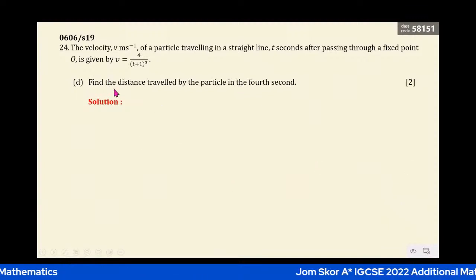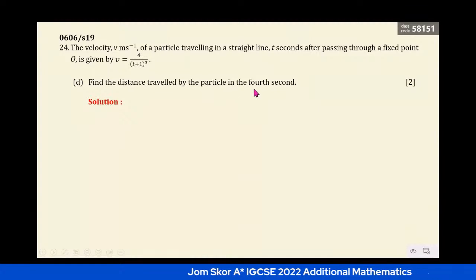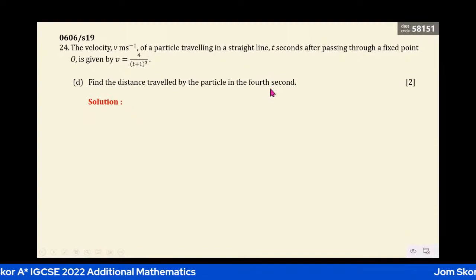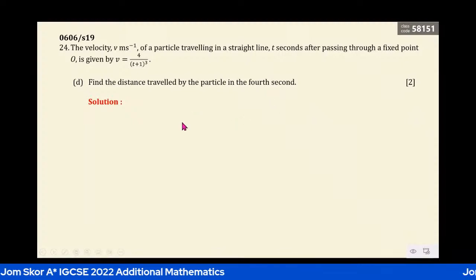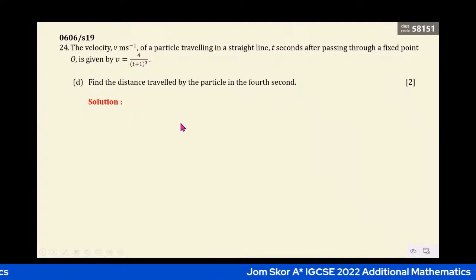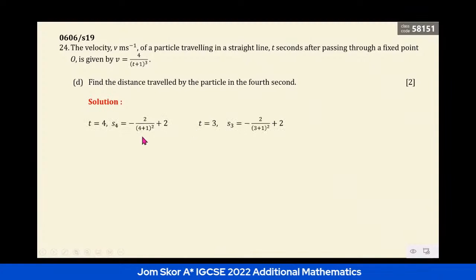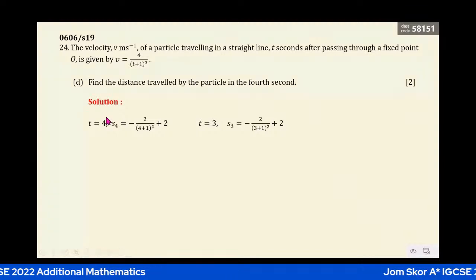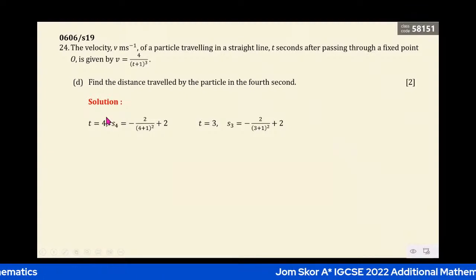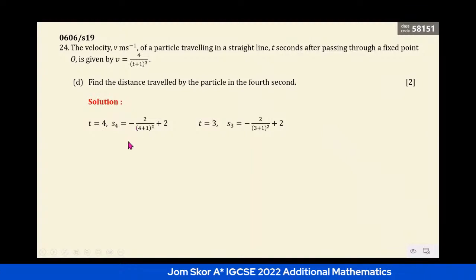Okay. And the last one. The last one is find the distance traveled by the particle in the 4th second. So nak cari distance travel in the 4th second, dalam saat yang keempat. Dalam saat keempat maksudnya you kena cari displacement at the 4th second dengan displacement at the third second. Okay. So kita cari. Okay, sebab kita nak cari dalam saat tu je. Maksudnya dia bergerak daripada T3 sampai T4. Okay, so kita cari S4, you just substitute into your S tadi.